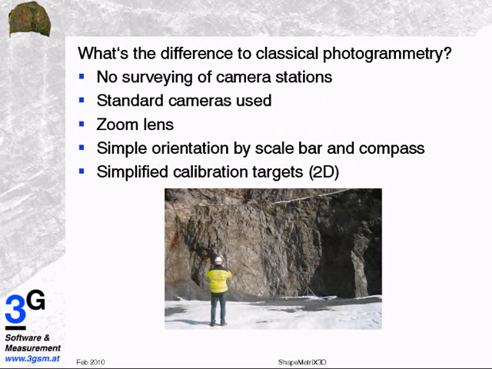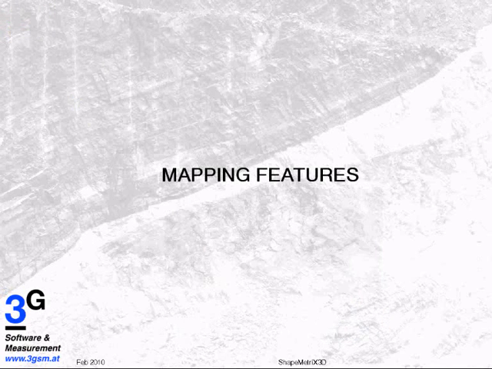So what's the difference to classical photogrammetry? As mentioned, no surveying of camera stations is required. We can use standard cameras equipped with zoom lens, and there are simplified orientation procedures available.